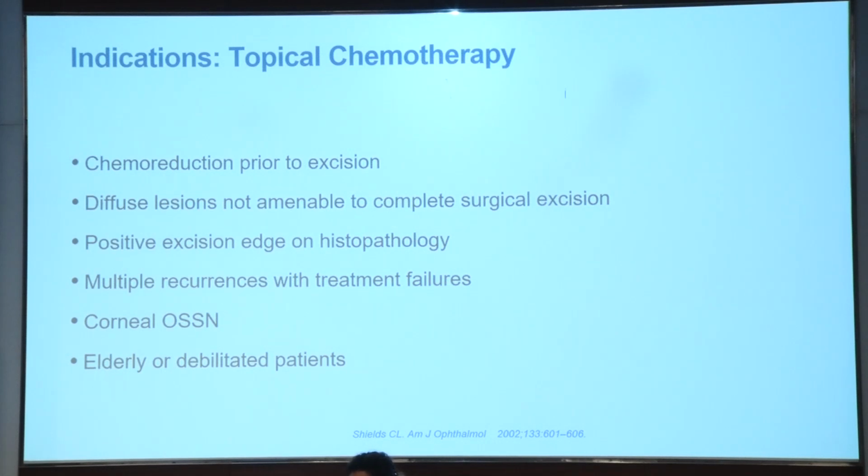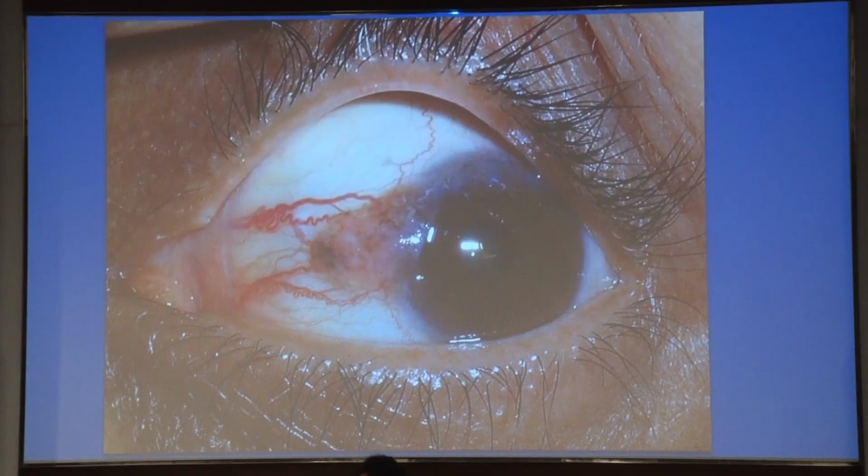If you've done a surgery and the excision edge reveals a CIN type of lesion positive at the edge, not invasive carcinoma at the edge. If it's an invasive carcinoma on the edges, then you have to go back and do surgery. But if it's an intraepithelial neoplasia with a positive edge, you can start topical chemotherapy. If there are multiple recurrences with treatment failures, pure corneal lesions, or elderly or debilitated patients not fit for surgery, there you can try topical therapy.